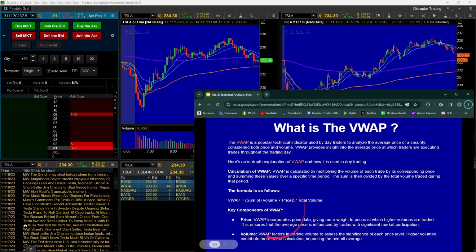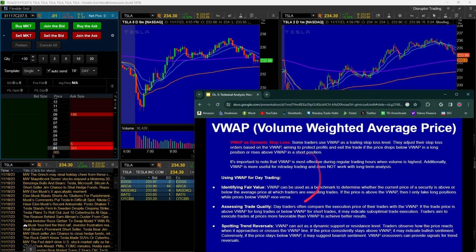Now here's the formula of how the VWAP is calculated. You can see it factors in the fixed price and the volume. Moving on. Now a lot of people use the VWAP as dynamic stop loss. Some traders use the VWAP as a trading stop loss level.